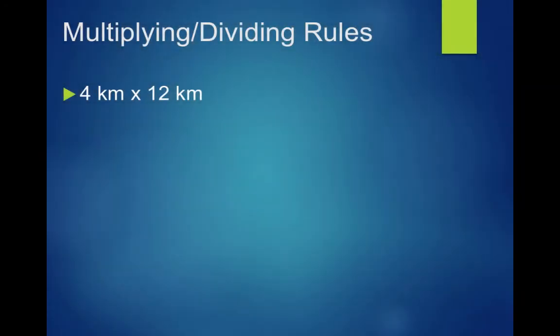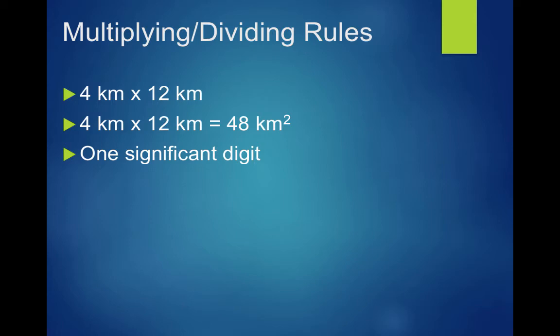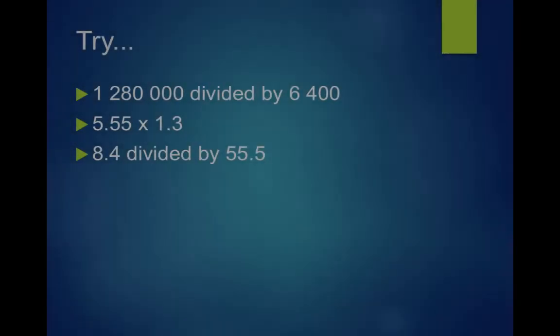Let's try this example, 4 kilometers times 12 kilometers. Our calculator gives us 48 kilometers squared. 4 has 1 sig fig, while 12 has 2 sig figs. Our final answer must be rounded off to 1 sig fig, making our final answer 50 kilometers squared. Try these examples.